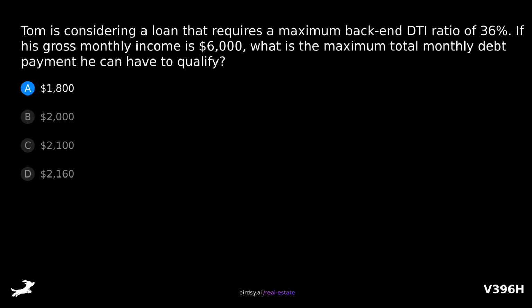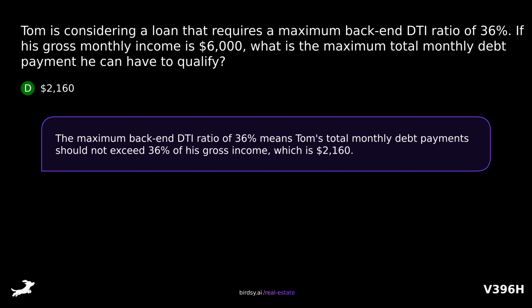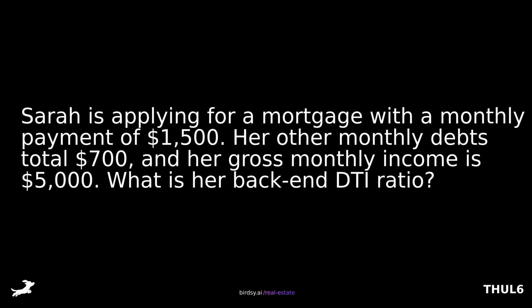Is it A, $1,800, B, $2,000, C, $2,100, or D, $2,160? The correct answer is D, $2,160. The maximum back-end DTI ratio of 36% means Tom's total monthly debt payments should not exceed 36% of his gross income, which is $2,160.